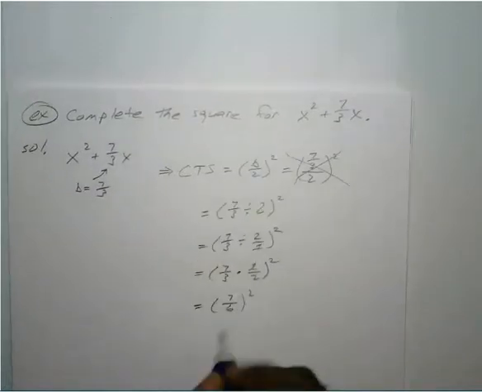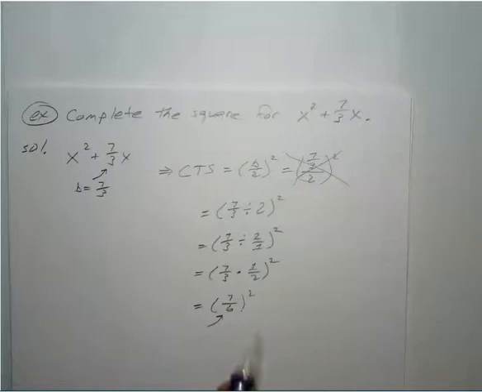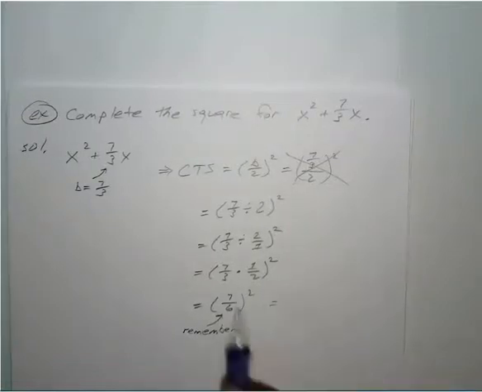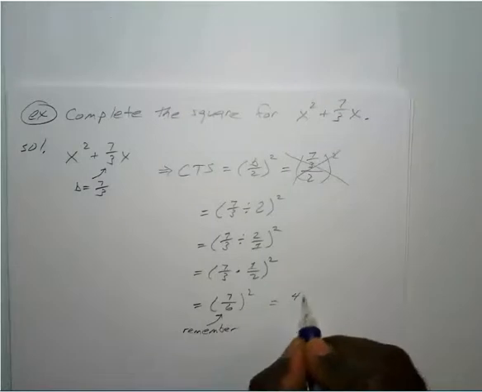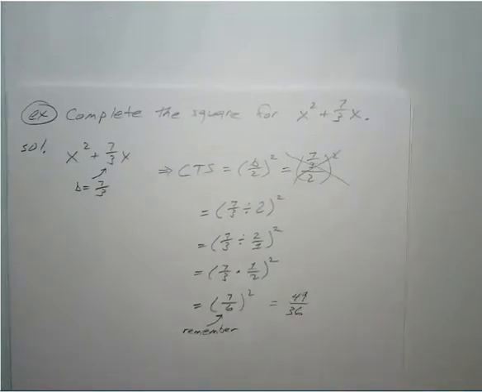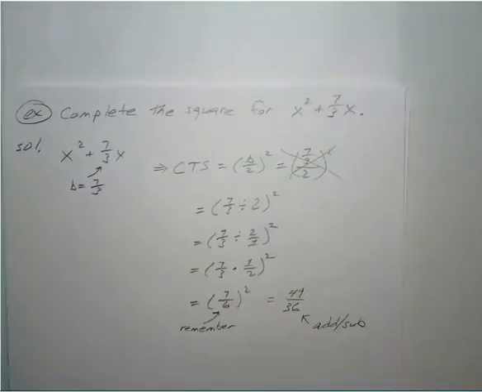Now just like before, once you have your value, before you apply the square, you want to remember that value. So you don't want to apply the square just yet without making a note to remember that value. So you have 7 squared, which is 49, over 6 squared, which is 36. And this is the value you're going to add and subtract.